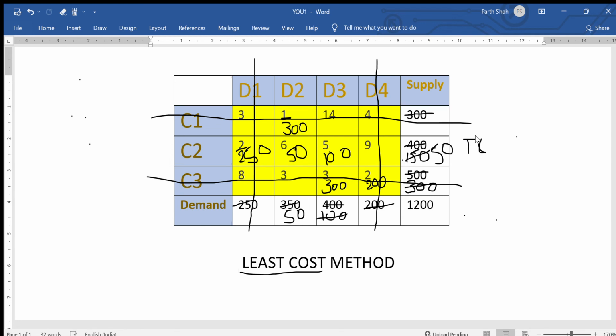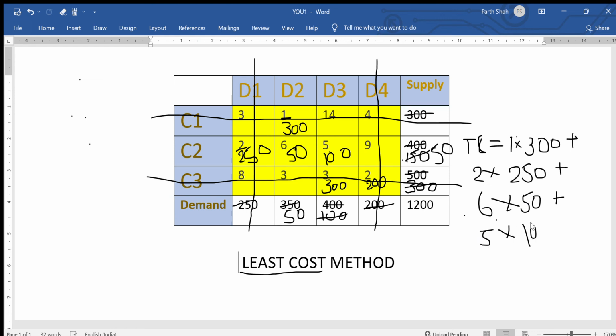Calculating the total cost. Total cost is equal to 1 into 300, plus 2 into 250, plus 6 into 50, plus 5 into 100, plus 3 into 300, plus 2 into 200.